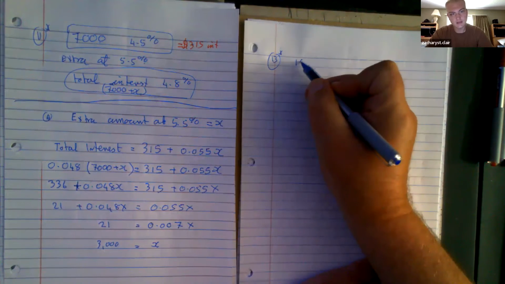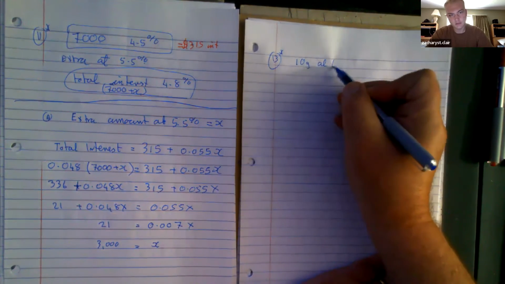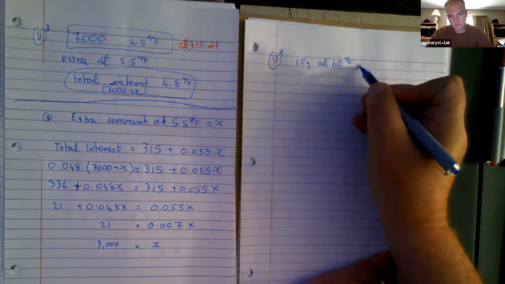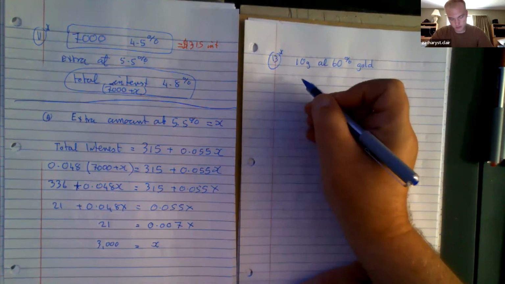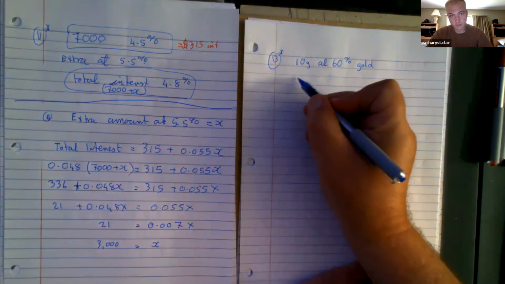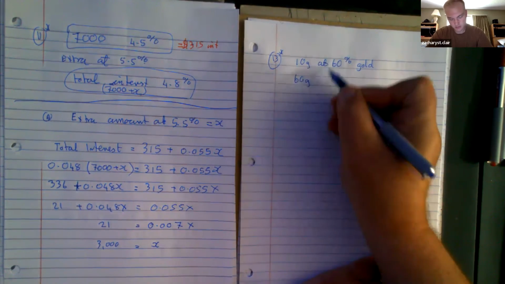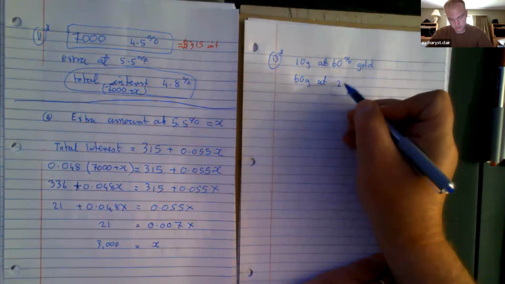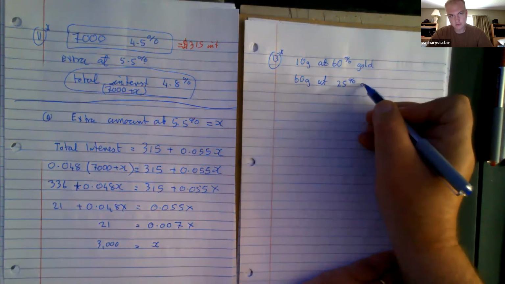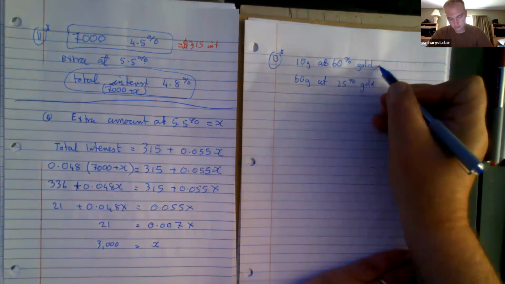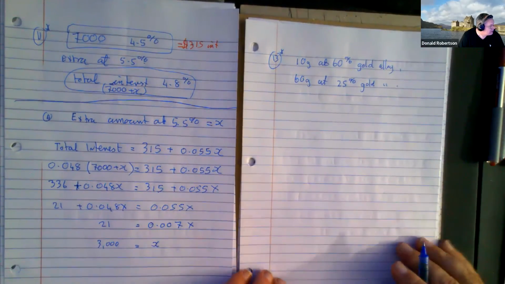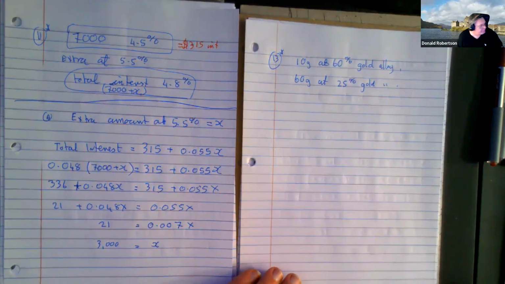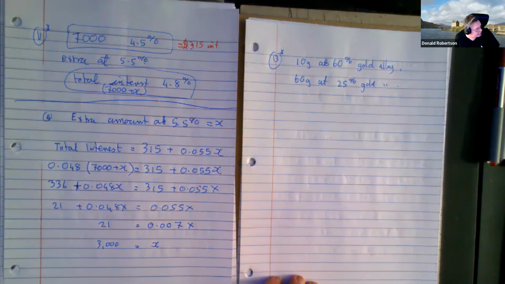10 grams at 60% gold alloy. Okay, and then he has another bunch of gold, doesn't he? Yep. And how many grams of that is it? 60 grams of gold at a 25% gold alloy. Okay. The question is then, what is the percentage concentration resulting from this alloy?